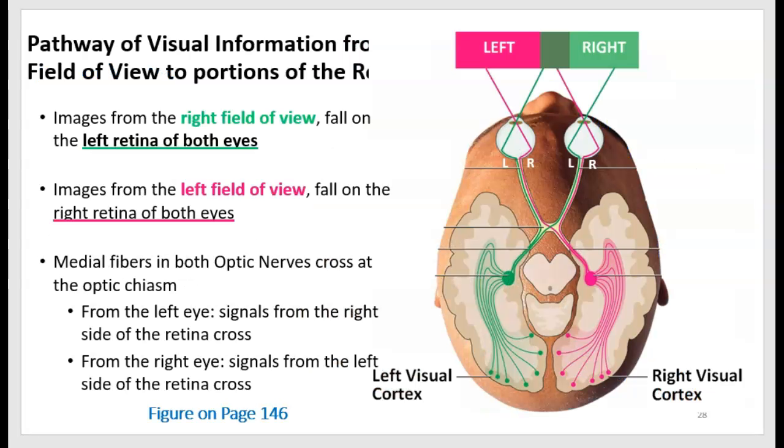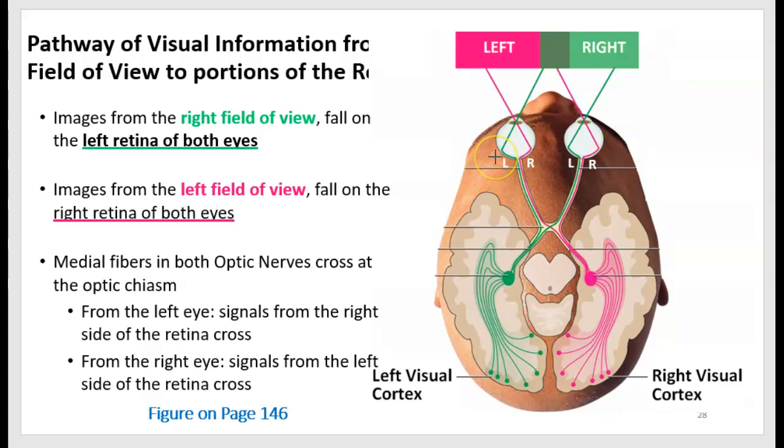Okay, so what's most important is this, and you have this as well on page 146, is that to understand this, you really want to think about why this occurs. And I'm going to trace the pathway, and then we're going to do it together so that you can understand why some information crosses and why some information doesn't. Okay, so I'm going to use blue because that'll be easier. So this is a superior view, so we know what's left or right. And in the field of view, left is pink and right is green.